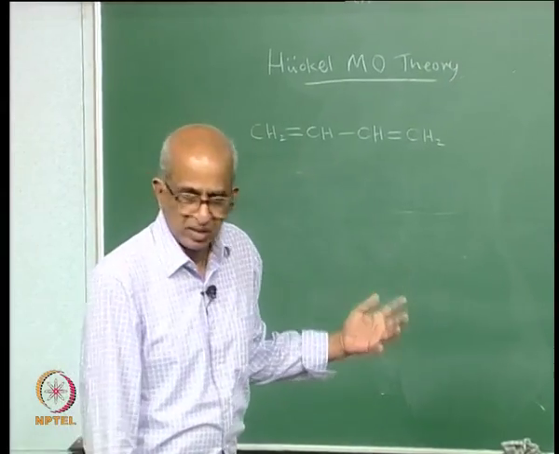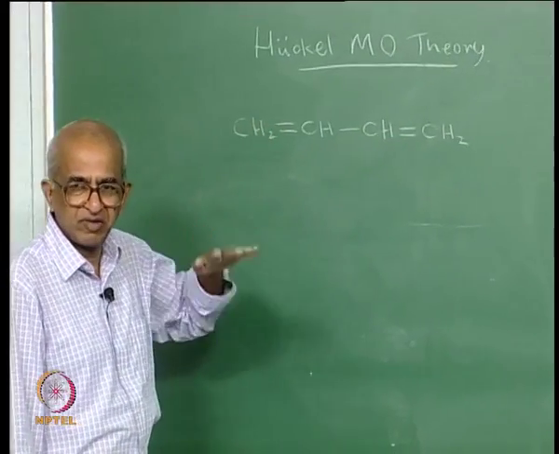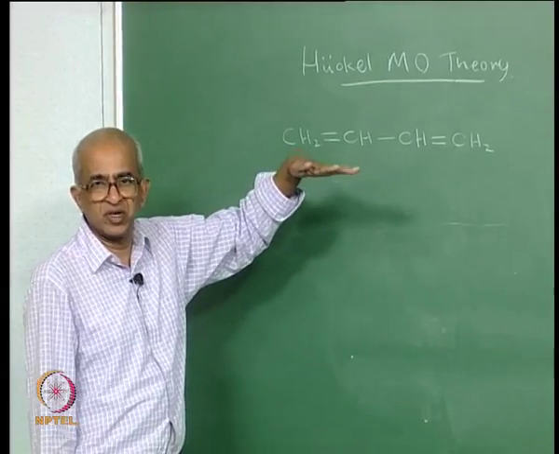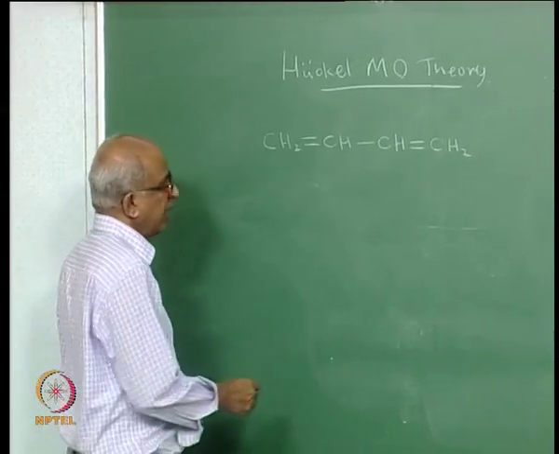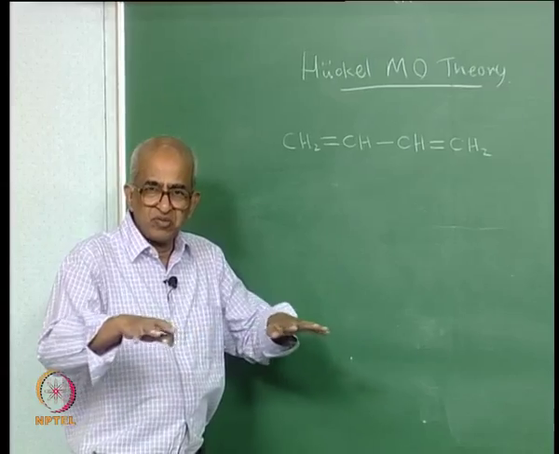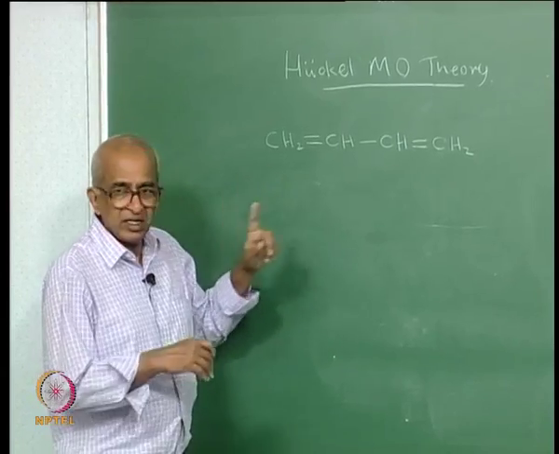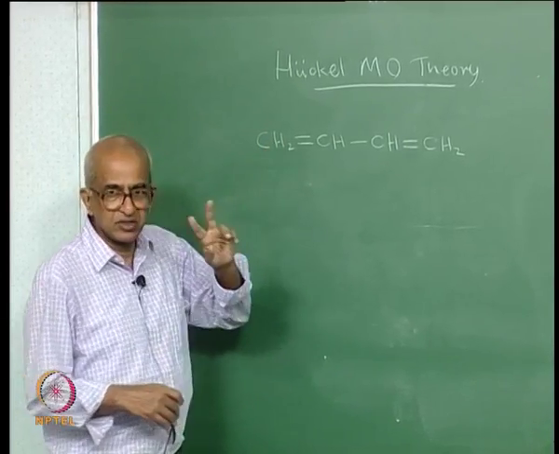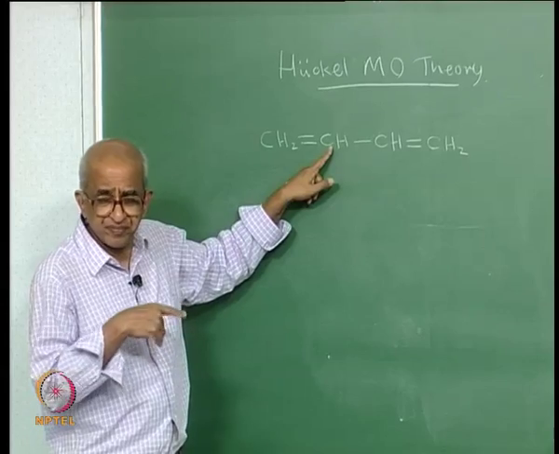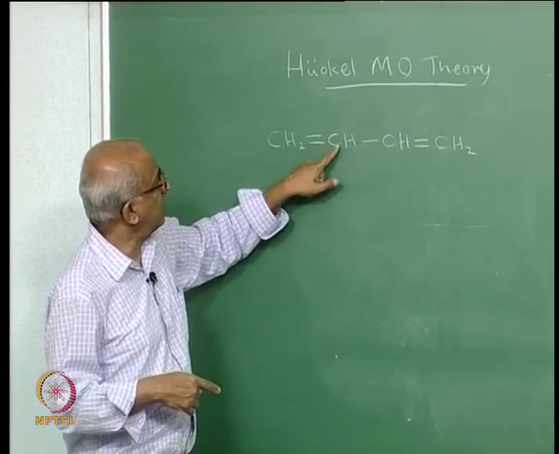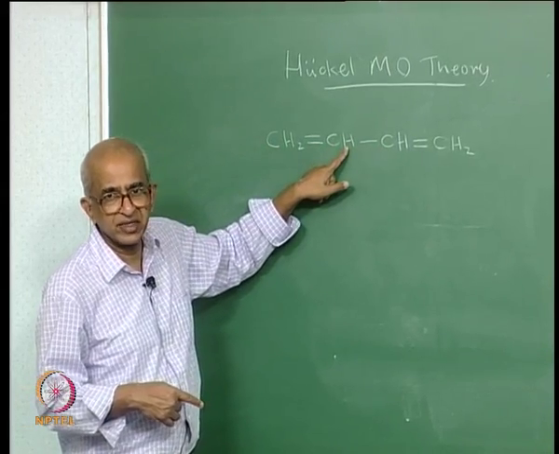I will remind you that each one of these carbons is sp2 hybridized, and this will leave a p orbital perpendicular to the plane of the molecule. So each one of them is sp2 hybridized, okay, and the sp2 hybrid orbitals are used to form three bonds. For example, if you think of this carbon, it is sp2 hybridized. It forms bonds with these two hydrogens, so that is two bonds, and then it forms a bond with the carbon, a sigma bond, usually that is the description. Similarly, this carbon, it forms one sigma bond with this carbon, one sigma bond with the other carbon, and one sigma bond with the other hydrogen.